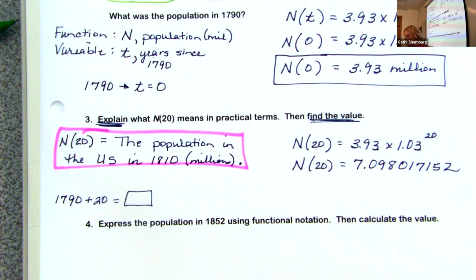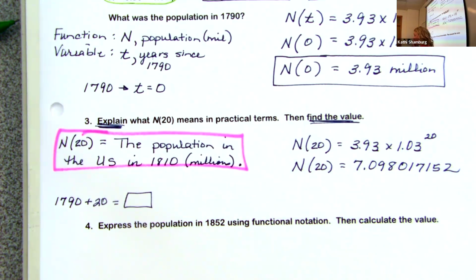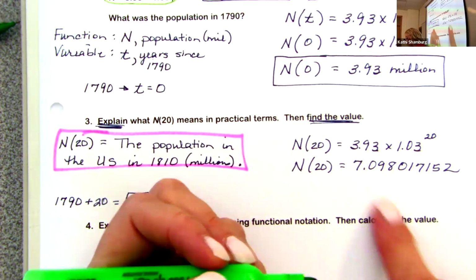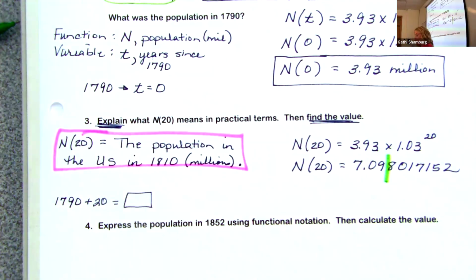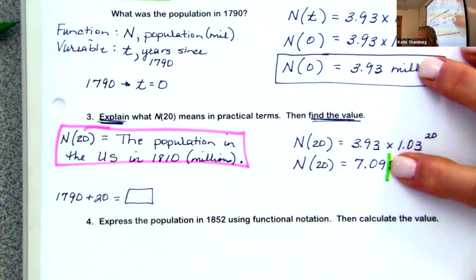Now, I don't see that it tells me how far to go and round my answer. WebAssign will typically specify. I'm going to go ahead and say, let's round it to 2 decimal places. So here's my decimal point. I'm going to go 1, 2. So that means that my answer will either be 7.09 or 7.10.